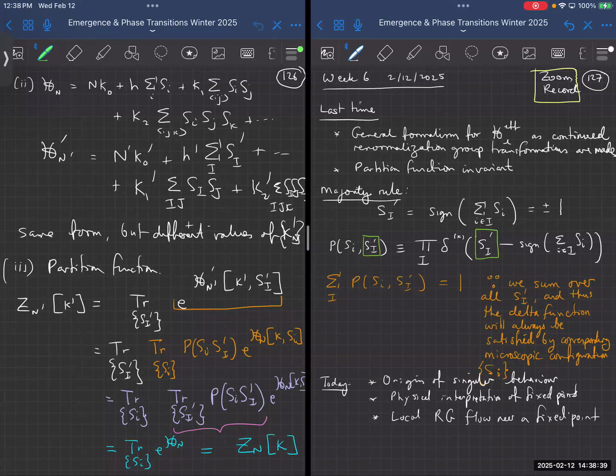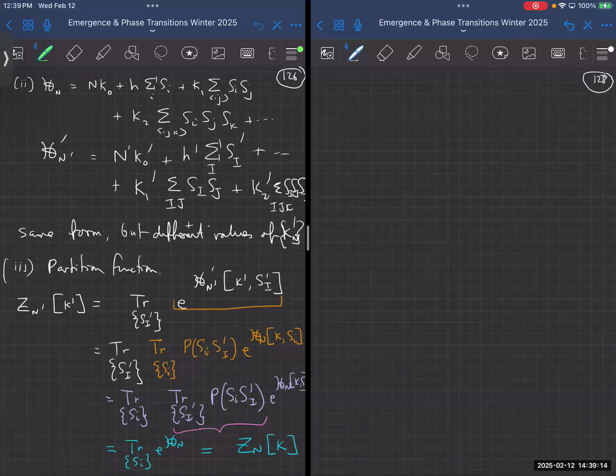Okay, so what we want to do today is I want to explain to you what is the origin of singular behavior and tell you what the physical interpretation is of fixed points. And we will then start looking at renormalization group flows, literally the behavior of the renormalization group transformation in the vicinity of a fixed point, where we can linearize the nonlinear renormalization group transformation, but still preserve the important information. So let's get started with that.